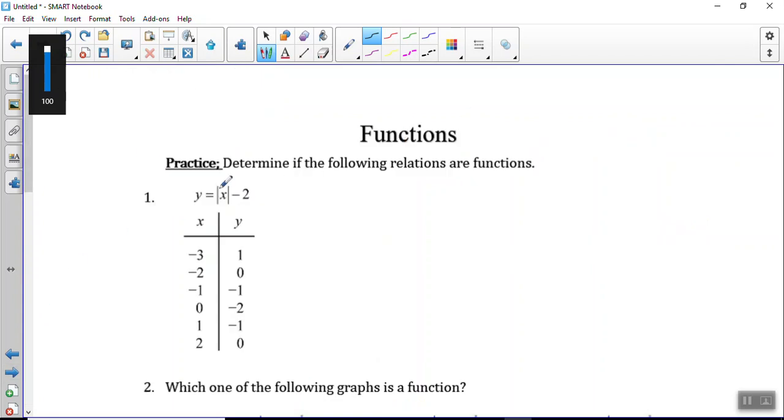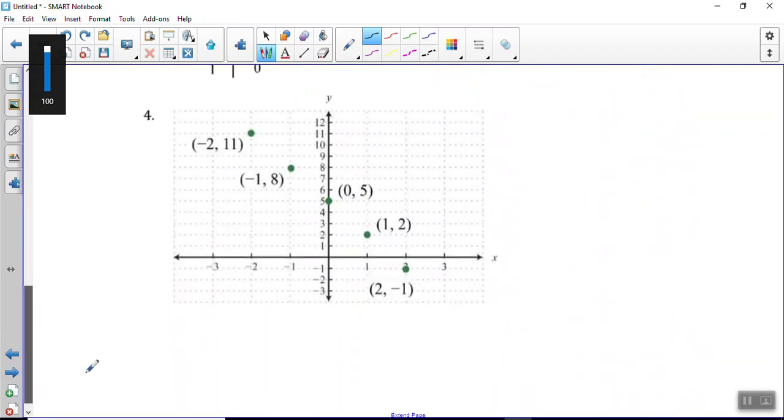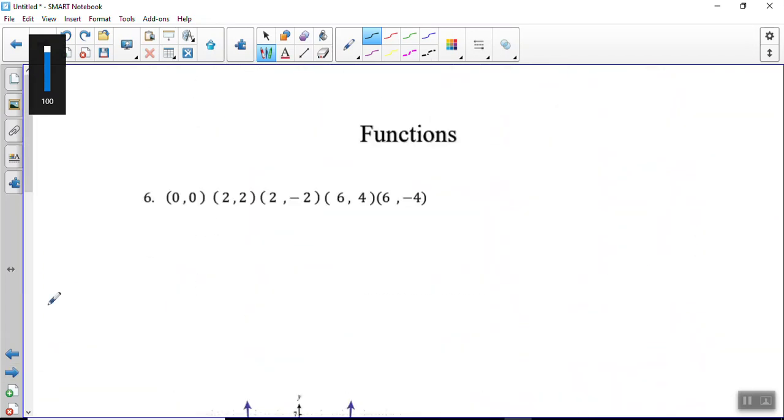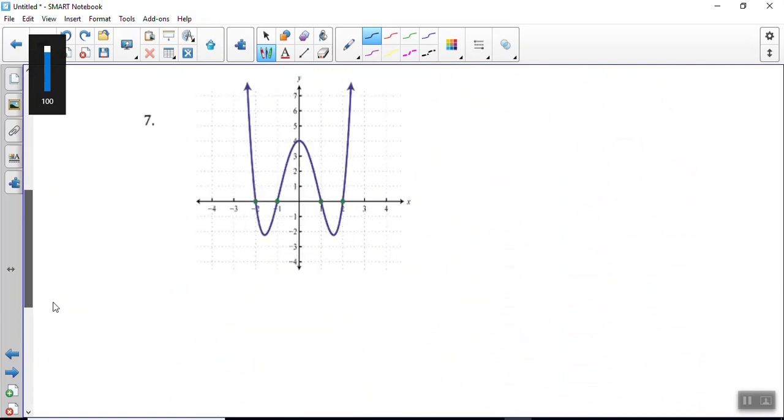On this page, this is your practice page. Please complete these questions and let me know if you have any questions. Okay, we have up until problem 7.